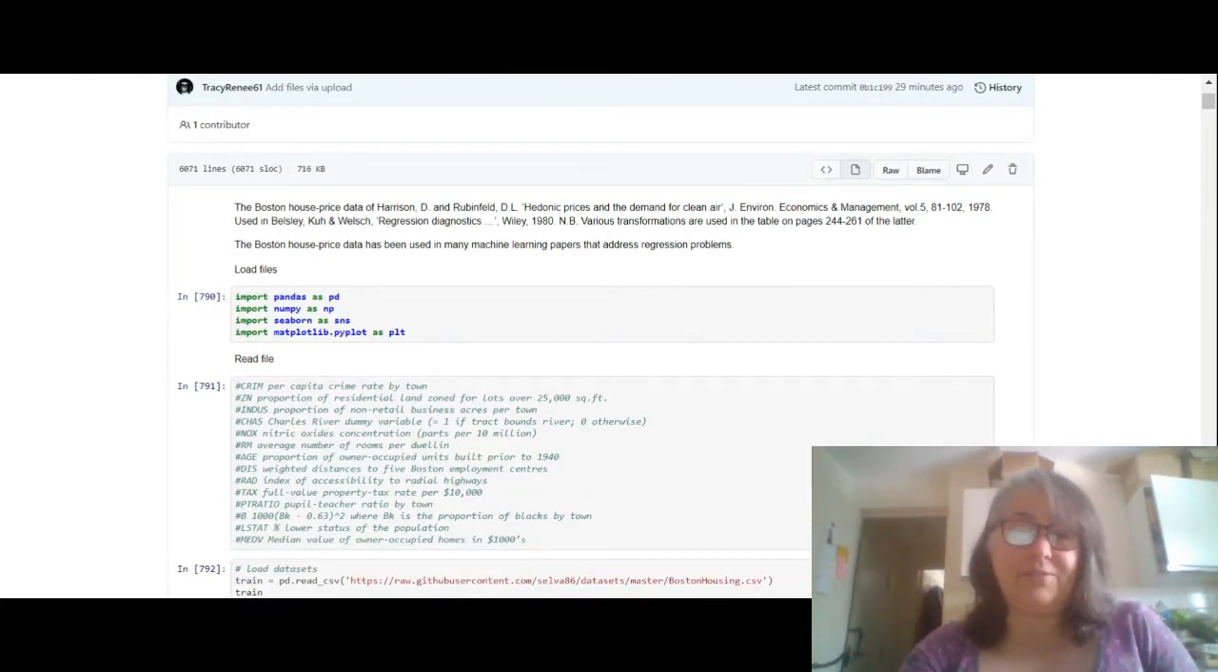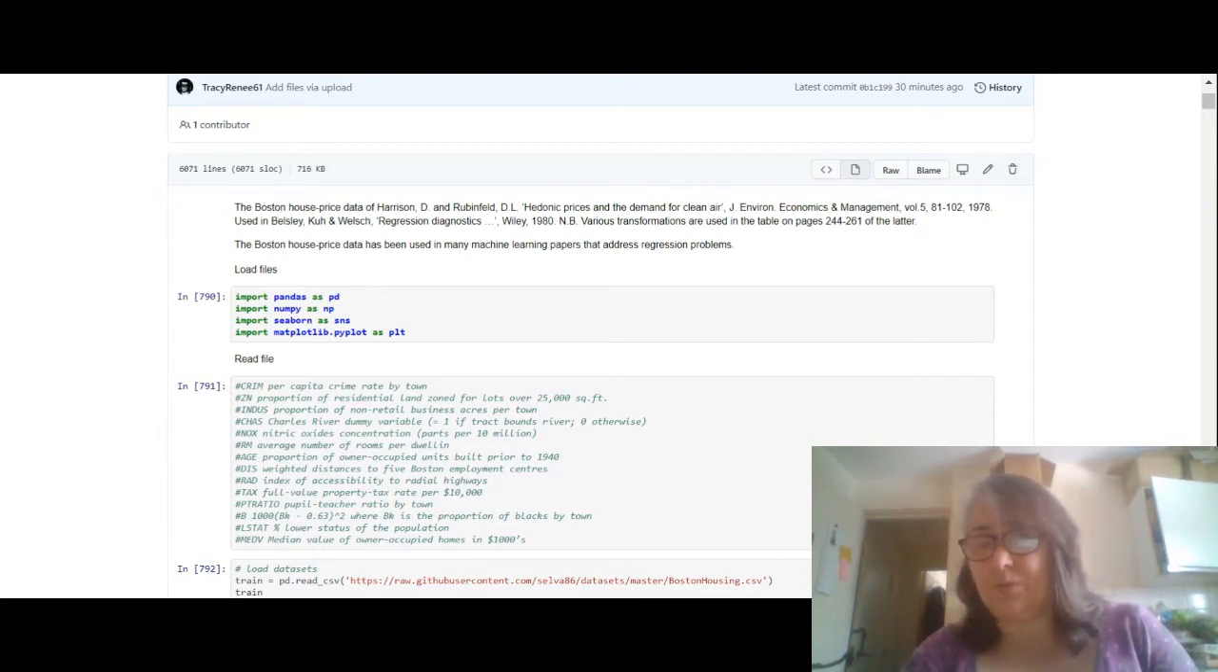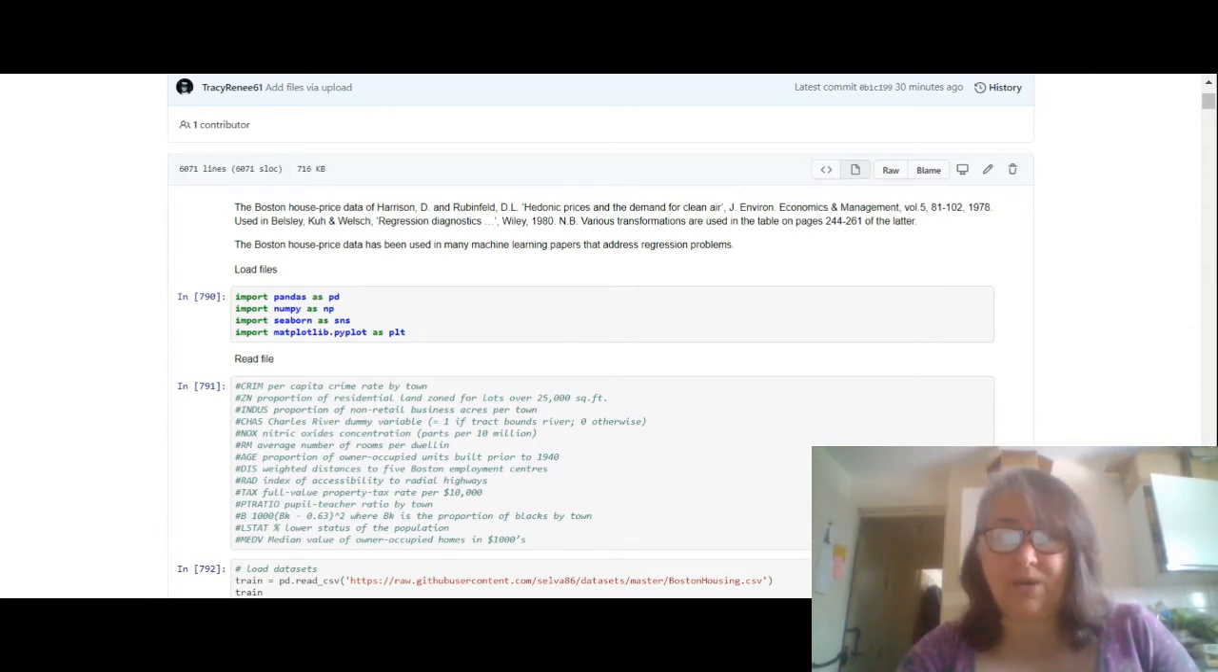So to give you a little bit of information about the Boston data set, the Boston house price data of Harrison D. and Rubinfeld D.L., hedonic prices and the demand for clean air, J. Environ, Economics and Management, Volume 5, 81-102, 1978, used in Belsley, Kuh and Welsch, Regression Diagnostics by Wiley, 1980. NB: various transformations are used in the table on pages 244 to 261 of the latter.